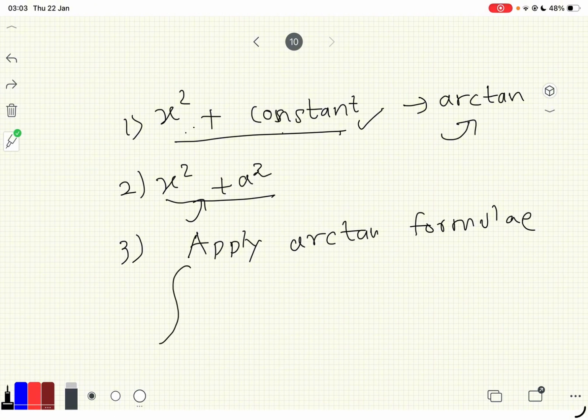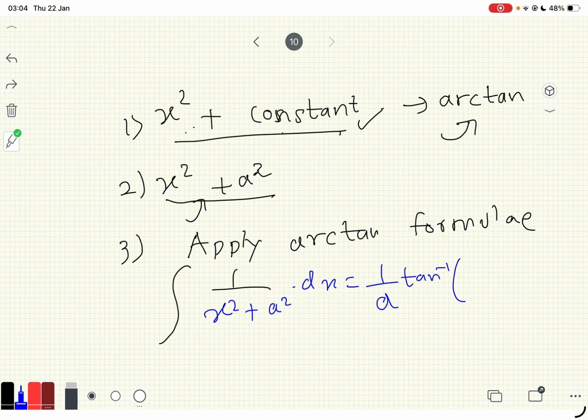What is the arctan formula? The integral of 1 over x squared plus a squared is equal to 1 over a arctan x over a plus c.